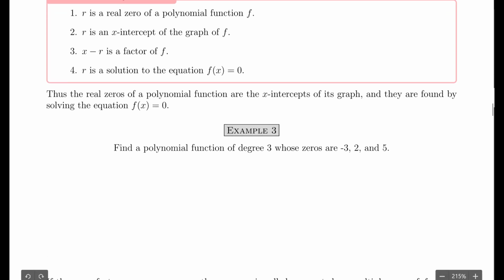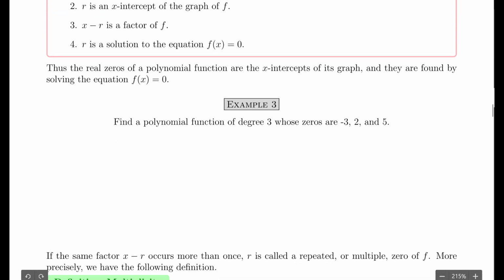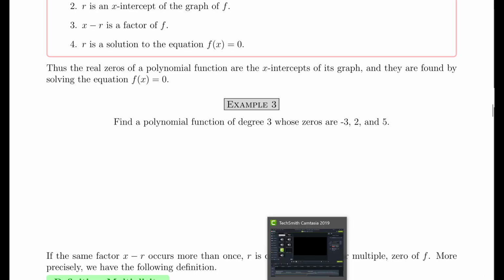And here we're going to put it into practice in example 3 by finding a polynomial of degree 3 with the given zeros.